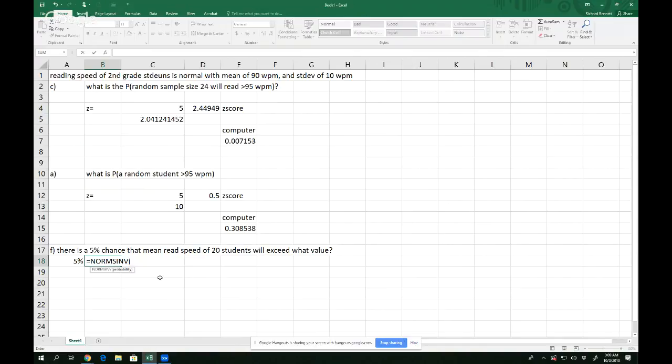And I'm going to put what for my probability? Let's see. Will exceed what value? So I'm going to put in 0.95. We want 95% to the left, 5% to the right. Okay? So that's going to give me 1.644. I think the table would give you 1.645. All right, now what? What do I do with that value?